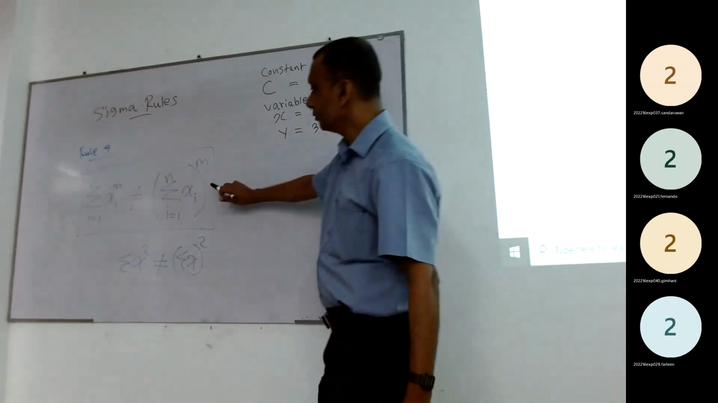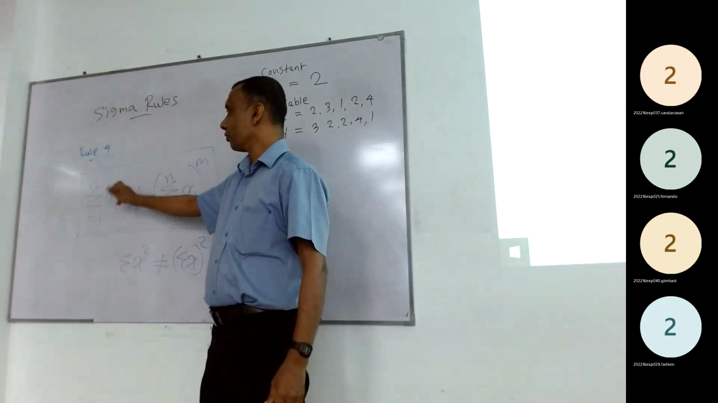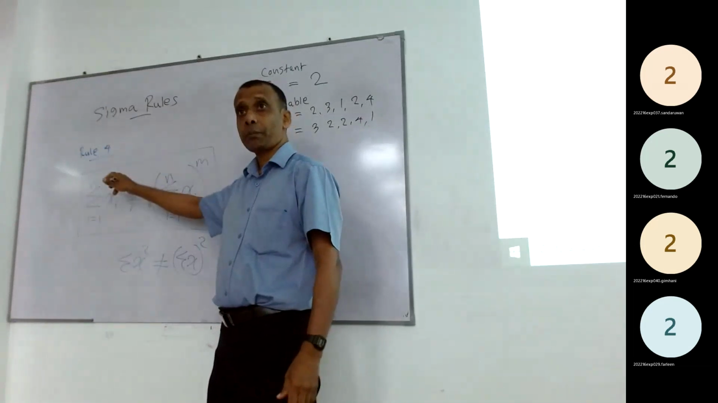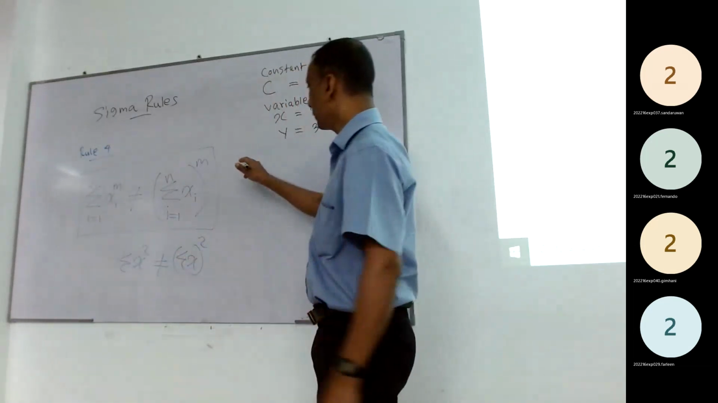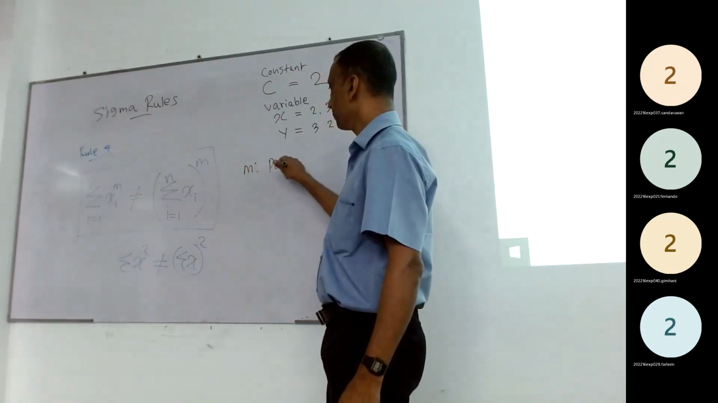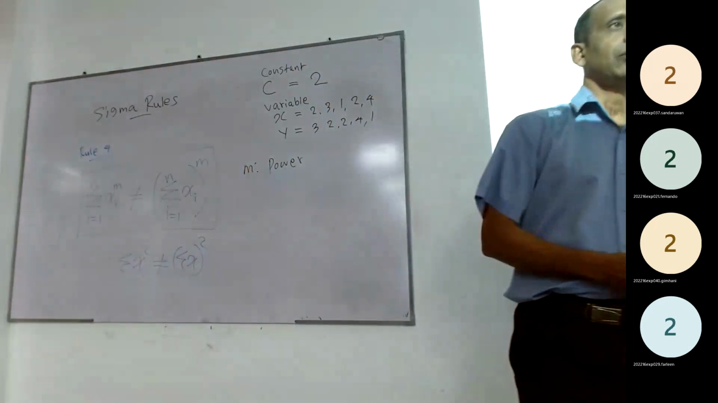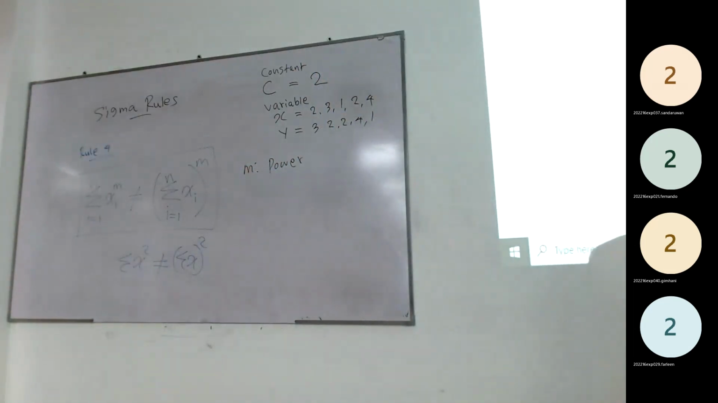Right. Then this rule: sigma i equals 1 to n xi power n, n is the power. Power 2, power 3, power 4, any power. Not similar.